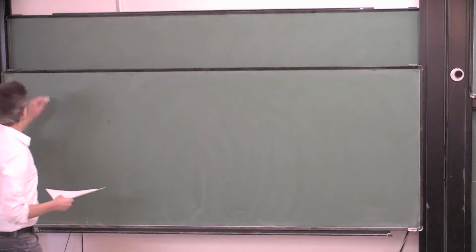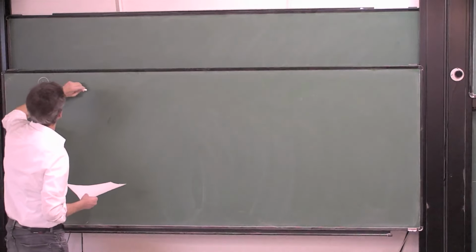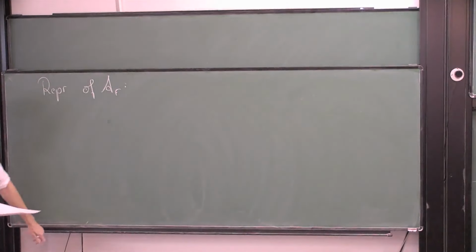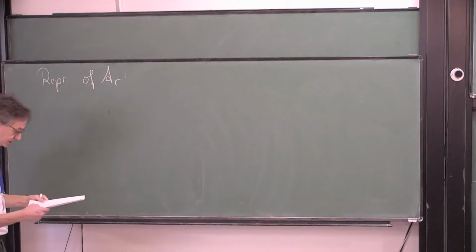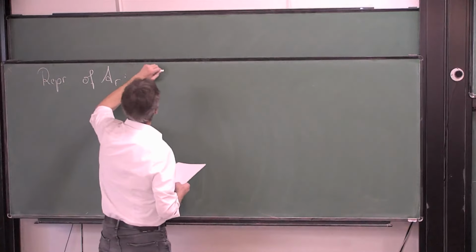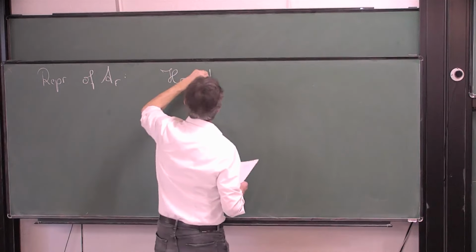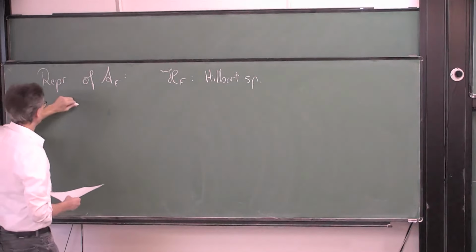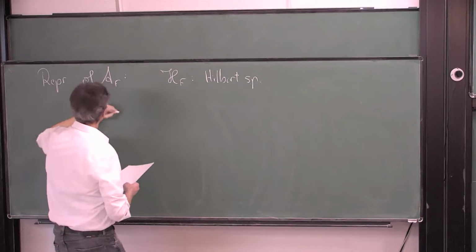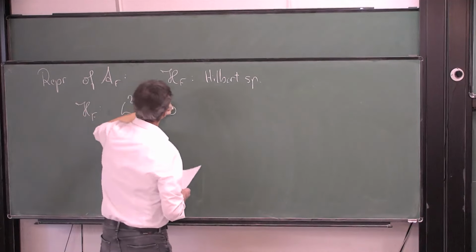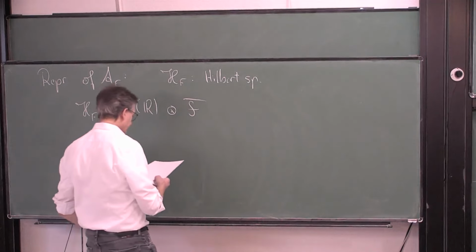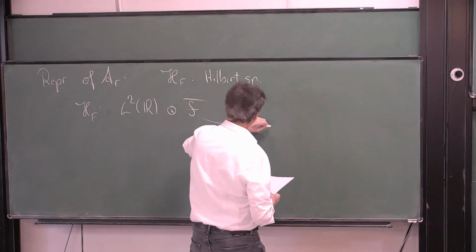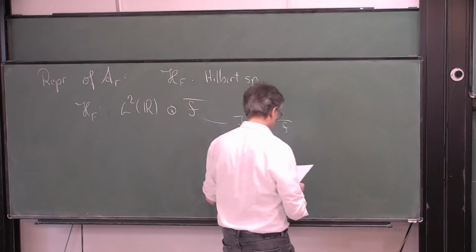Okay, now what we need is a representation of the algebra. Here some analysis starts entering, because we want a Hilbert space representation, and that's very important. So the Hilbert space, we denote H_F, is defined as some L2 of R tensor what is called a Fock space. I think most of this is very standard and familiar, but let me write the main points briefly.